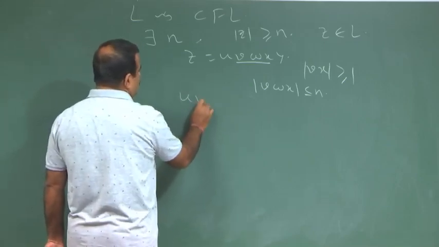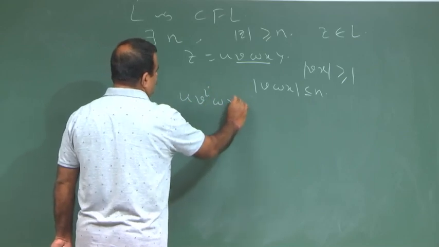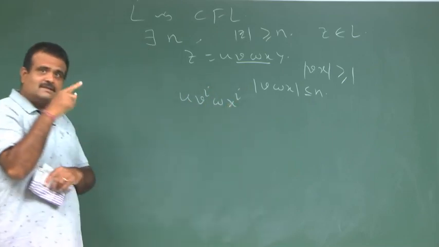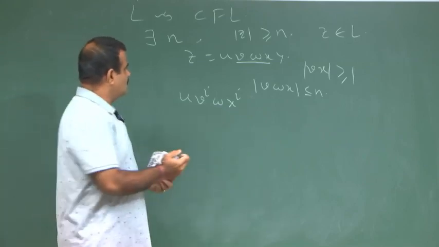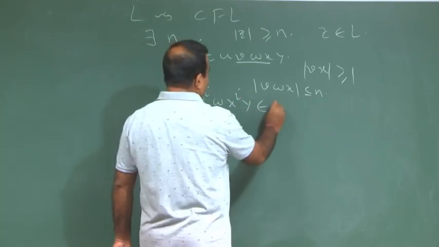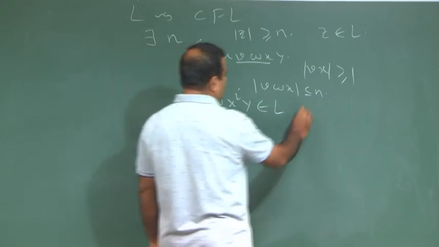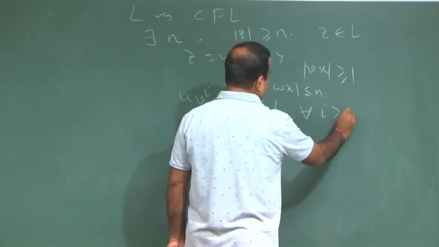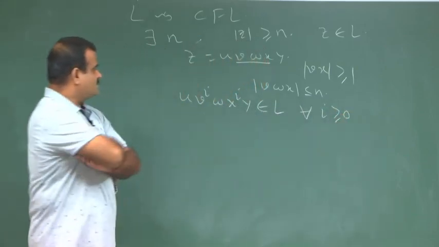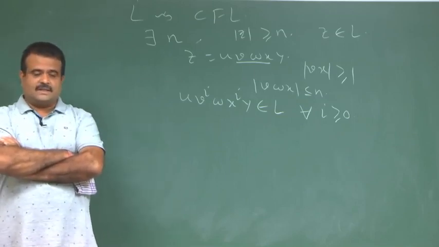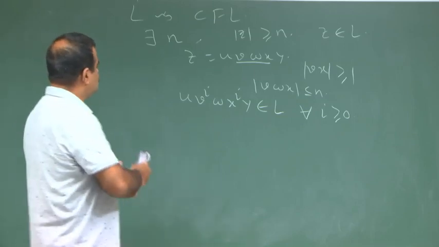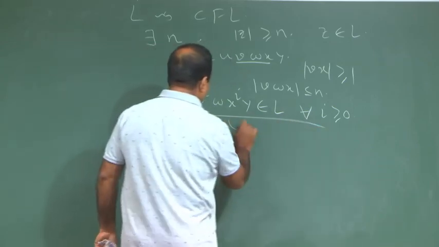Then u v to the power i w x to the power i y, we are pumping the v string and the x string, belongs to L for all i greater than or equal to 0. For all i greater than or equal to 0. So, this is what is called the pumping lemma for CFL.